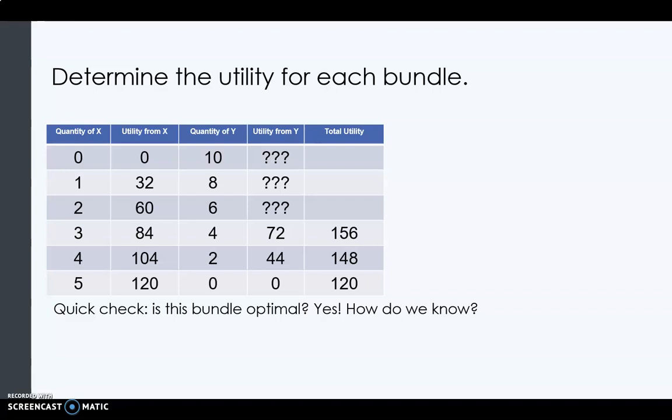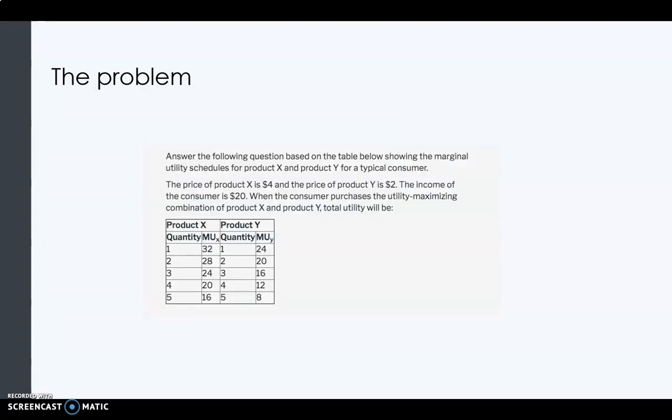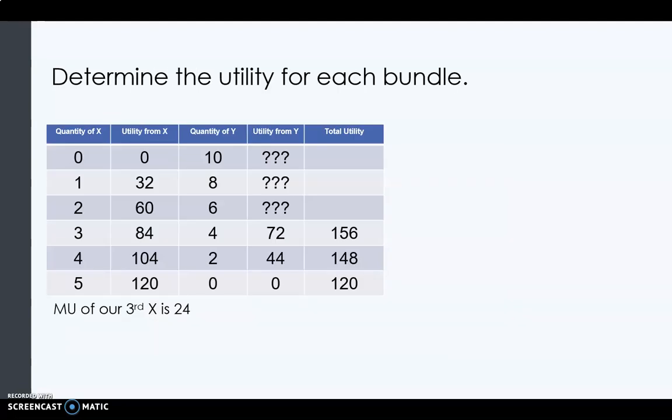We need to go back and take a look at our marginal utilities. Remember, our optimal bundle here is 3x, 4y. So let's go check our marginal utilities there. Marginal utility of our third x is 24. Marginal utility of our fourth y is 12. Okay, let's check into this now. Marginal utility of our third x is 24. Checks out. Marginal utility of our fourth y is 12. Cool. The price of our third x was 4. The price of our fourth y is 2. Let me fix that label.